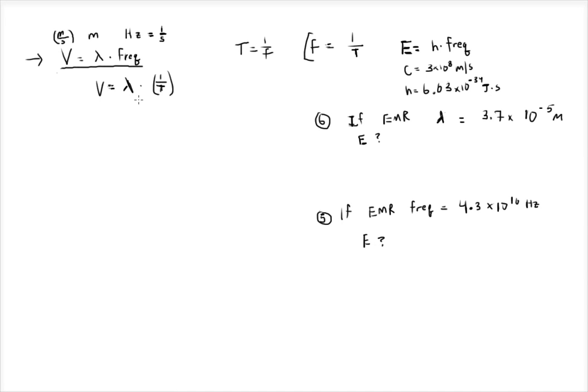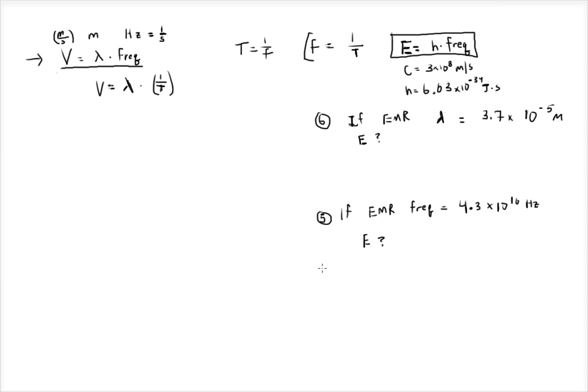In this video, we're going to wrap up the last type of calculation for waves I'll be asking you to do. This is number 5 and 6 from the last video. Once we get to electromagnetic radiation, we'll see that the frequency of electromagnetic radiation is directly proportional to the energy that it has. The equation is energy equals h, which is Planck's constant, times frequency. And down here is the value of h.